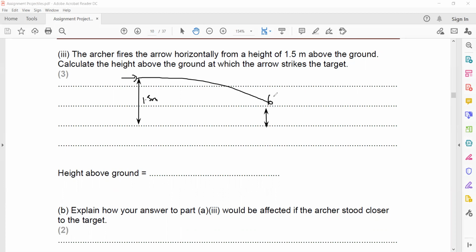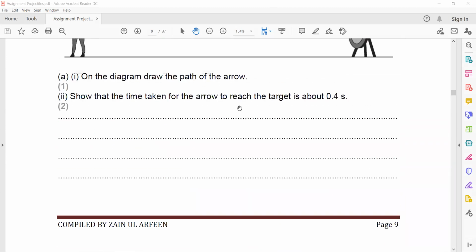That's the question. So basically, first we will find the change in height between the point where the arrow is released and the point where it hits the target, and we'll subtract it from 1.5, because 1.5 is the total. When we subtract this height from 1.5, we will get the height above the ground. For this part we have to use the previous values, as I mentioned.